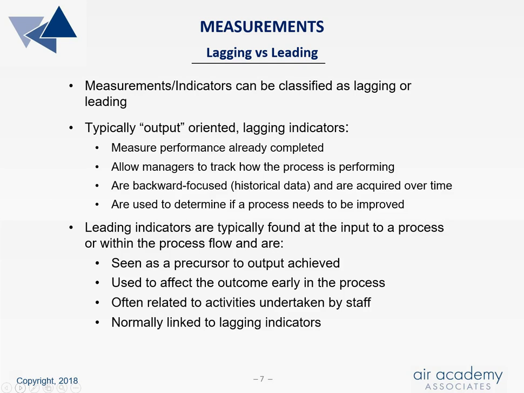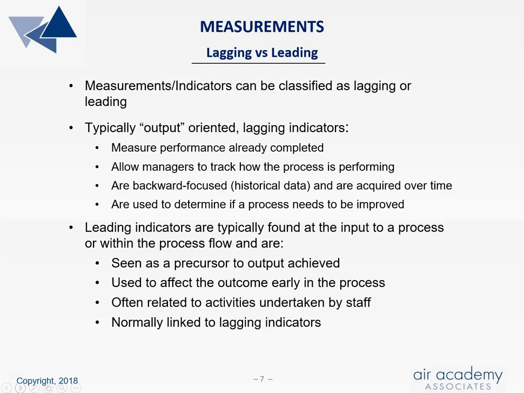Lastly, they are used to determine if a process needs to be improved. There's another type of measurement that is extremely important to the health of the outcome of the process. This category of measurement is referred to as leading indicators. Leading indicators are seen as a precursor to output achieved. They are used to affect the outcome early in the process. Normally, they are linked to lagging indicators and often related to activities undertaken by the staff.